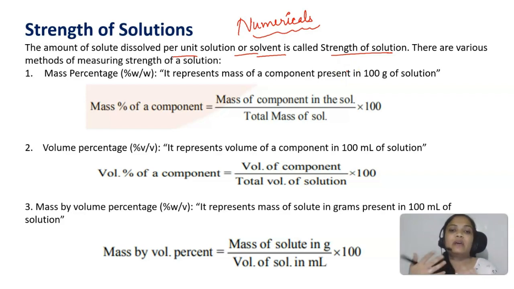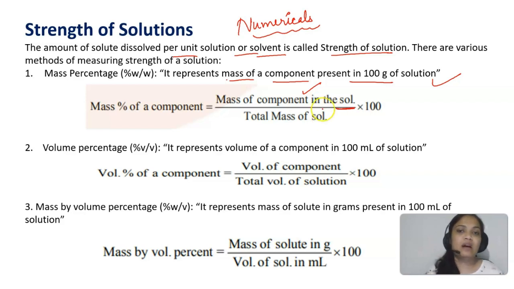And there are various methods which we use to measure the strength of the solution. First is mass percentage. Mass percentage means how much mass of a component is present in 100 grams of the solution. So here we will be taking the mass of that particular component. Okay, whatever component we have to calculate the mass percentage for, that we will take. So mass of component in the solution divided by total mass of the solution into 100. Okay, whenever we calculate a percentage, we multiply it by 100, no? So mass of component in the solution upon total mass into 100.